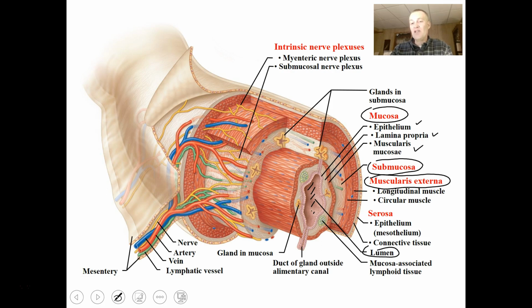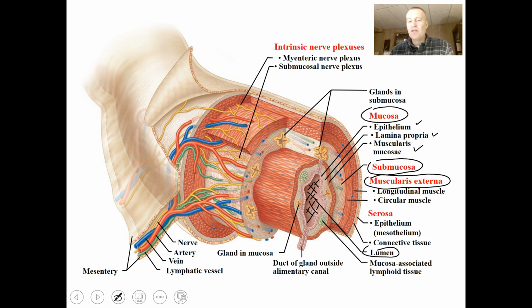If you've ever eaten chitlins before, the reason you eat chitlins and it's nourishing is because it has a pretty thick muscularis externa, and what you're eating when you eat chitlins is a lot of smooth muscle tissue. Just make sure you clean it before you eat it, because there is poop that's basically in the lumen.